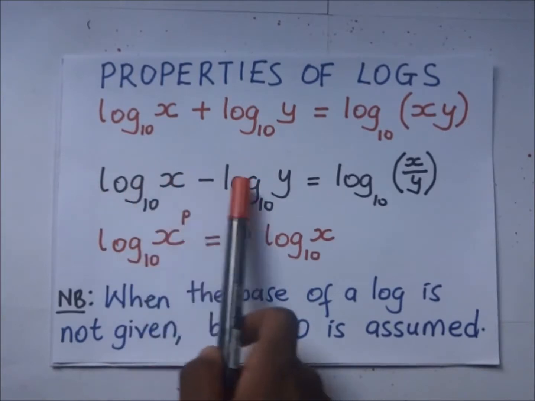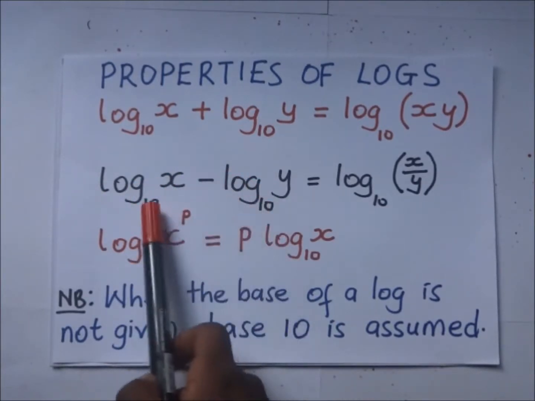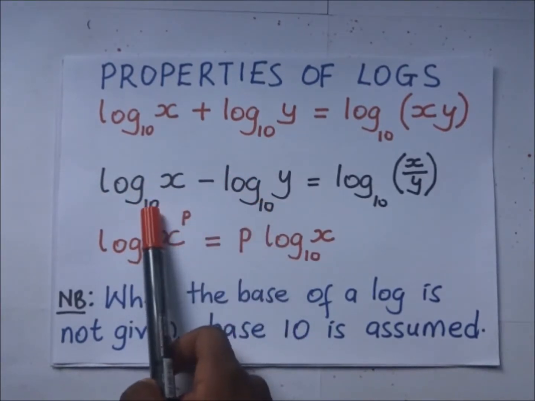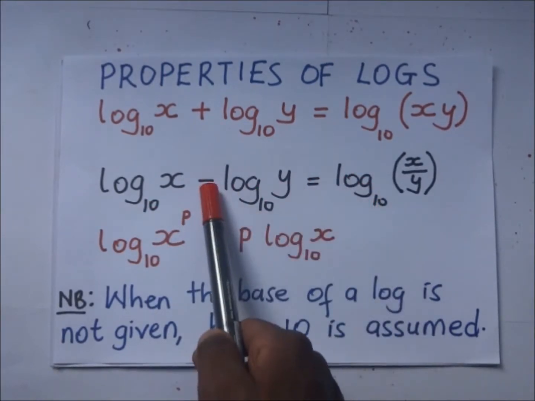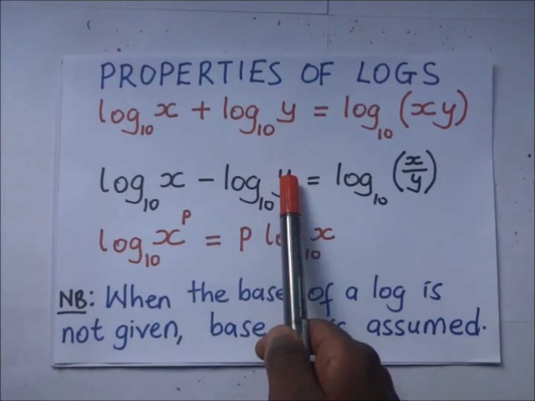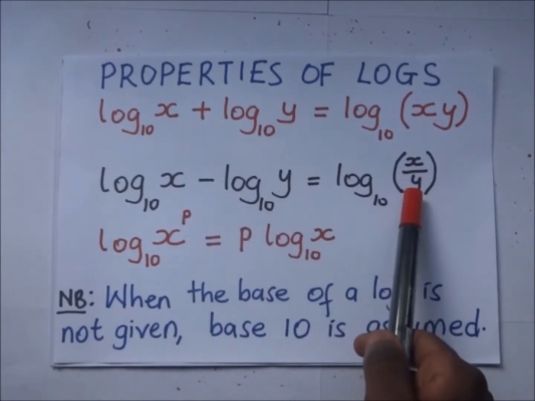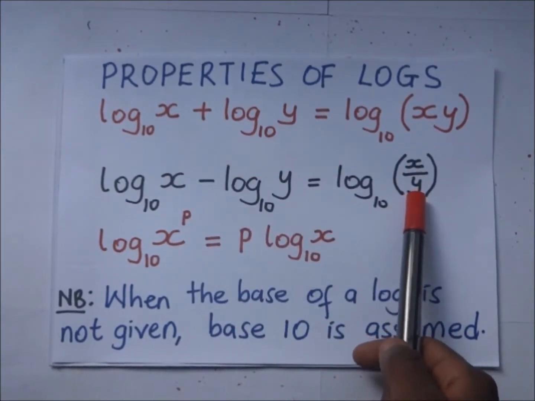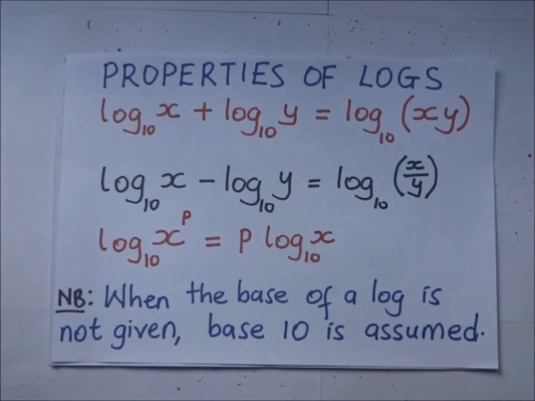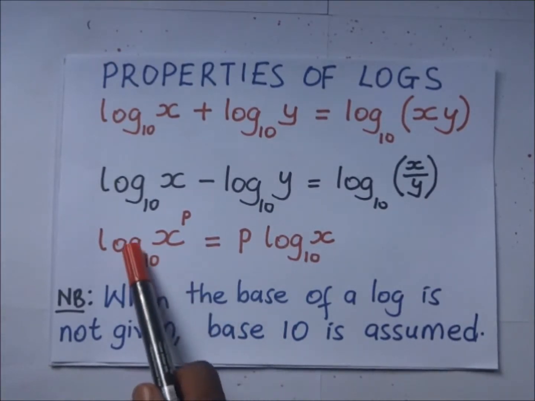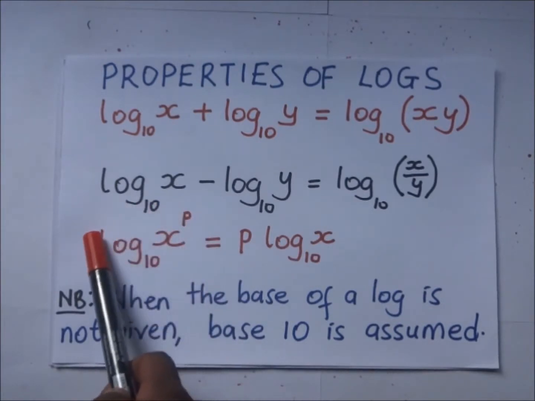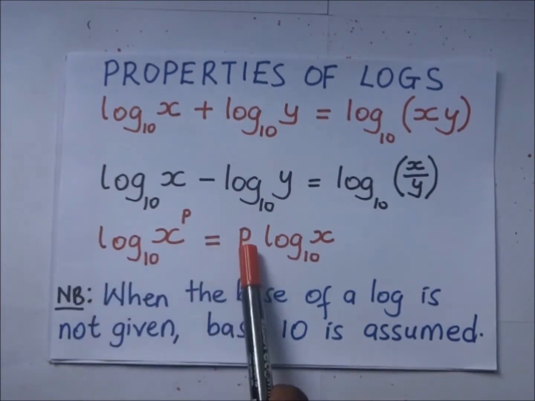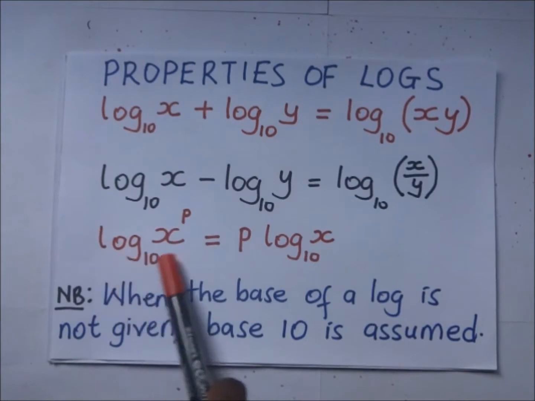When you're subtracting logarithms that have the same base, in this case base 10 and base 10, you maintain that logarithm to the base 10, and because it is subtraction, you divide x by y. Also, the other property that needs to be committed to memory is that log base 10 of x to the power p is the same as that p coming right here. It's the same as p times that number itself.